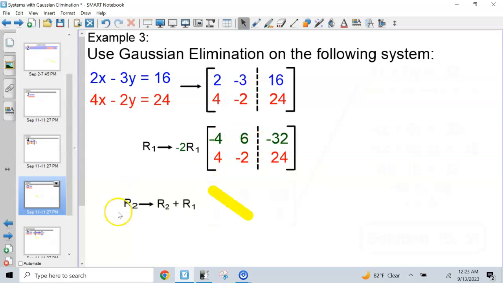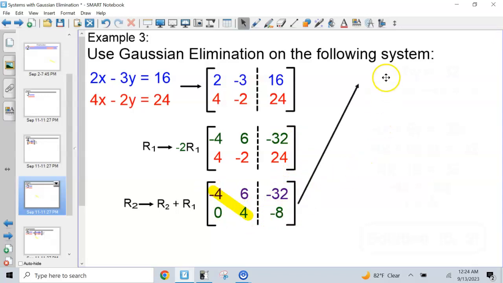So next I'm saying R2, the second row, will turn into R2 plus R1. So the first row is the same, but row 2: 4 plus negative 4 is 0. Negative 2 plus 6 is 4. 24 plus negative 32 is negative 8. This is REF. I'm going to turn these into their equations. So the first equation is negative 4 for x, positive 6 for y, answer is negative 32. No x, positive 4y equals negative 8. This is one-step division, so I get y equals negative 2.